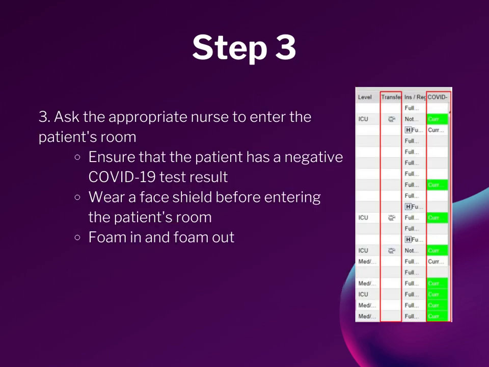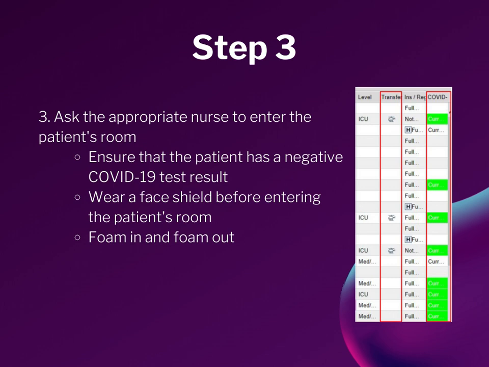So step three, once you find a patient that looks like they could be eligible for this study, you would go to find the appropriate nurse to enter that patient's room to see if they'll give you permission to do so. But before you even do this, make sure while you were screening that they had a green COVID column color. So hopefully by the time that you're in the ED to screen, you will already have inserted a COVID column into your EMR home screen. It looks like what's shown right here with the green filled in boxes. So you want to only approach patients that have that green filled in box.